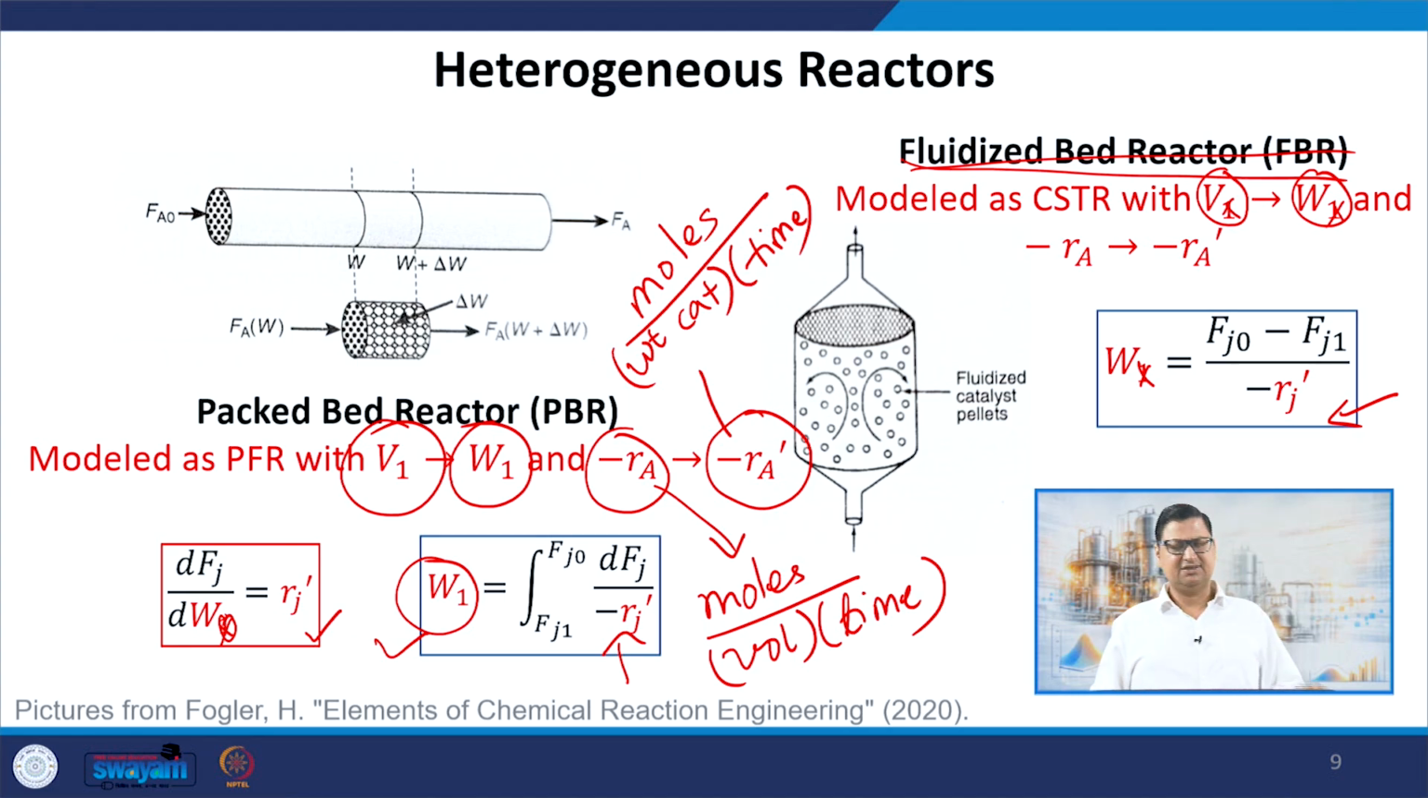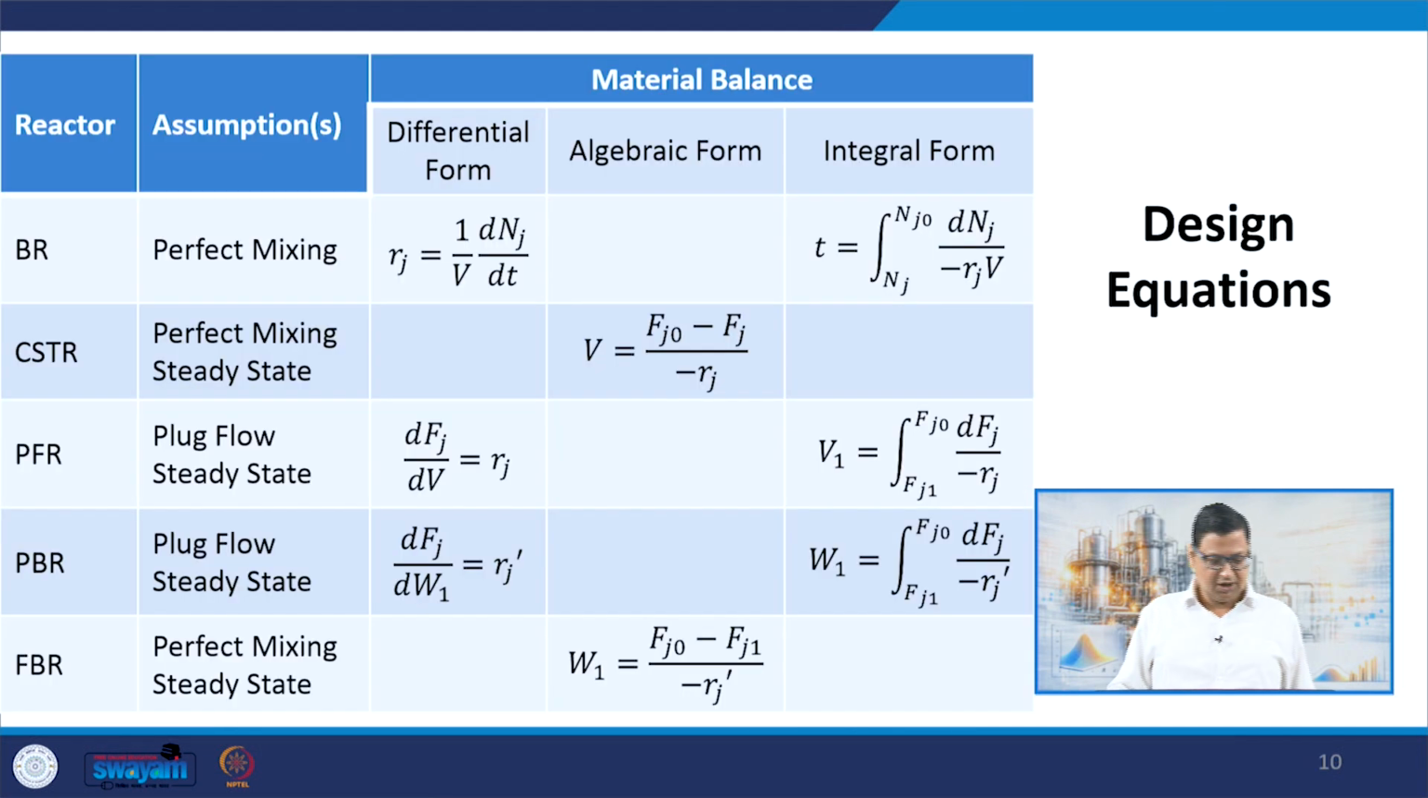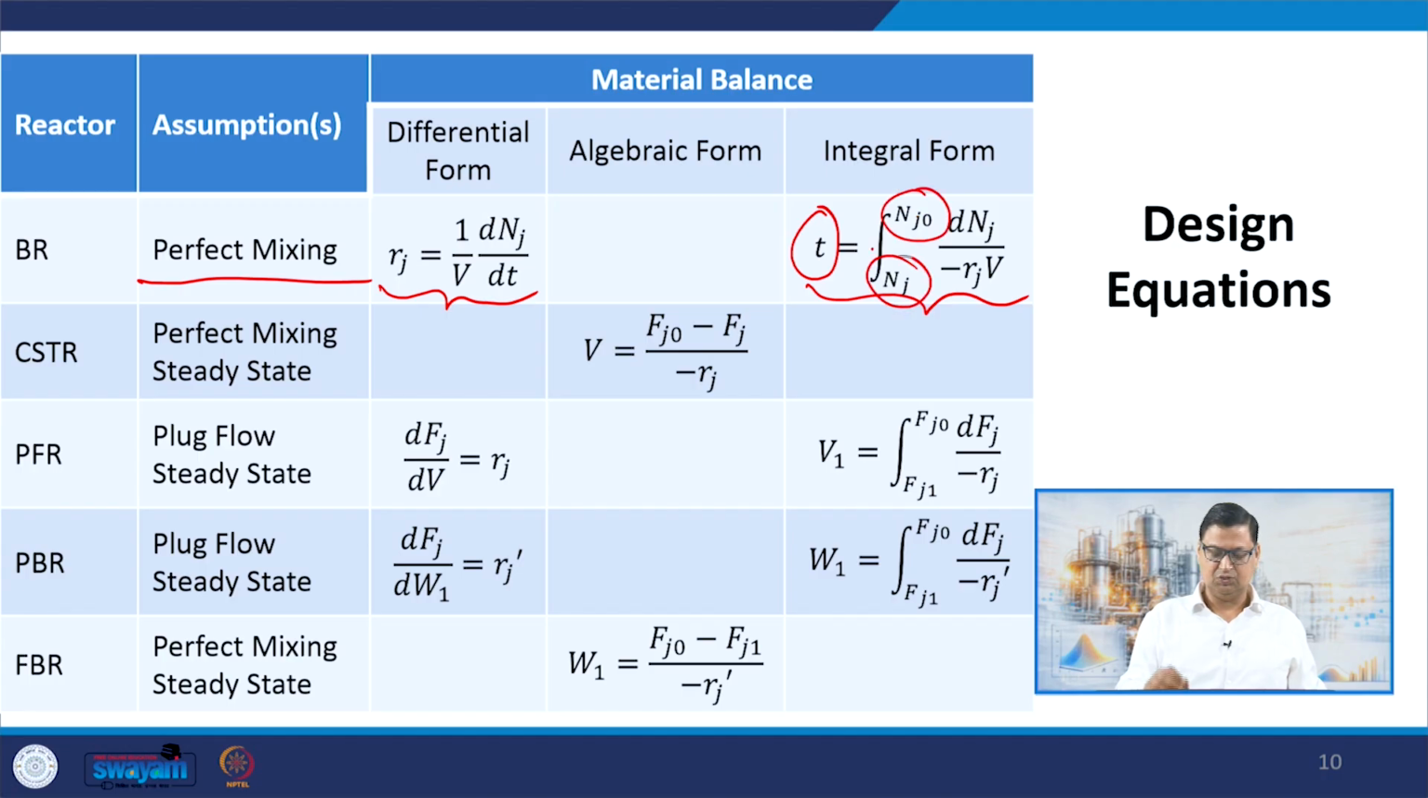So, what you have seen is that the general idea of material balance, in this case mole balance, can be used to develop the design equations for all kinds of homogeneous and heterogeneous reactors. So, going forward, this is the summary of what we have obtained. For the batch reactor, we assume perfect mixing generally, and in that case we can get a differential form of the design equation as the following, and the integral form as the following, which gives me the time required to go from N_j0 to N_j, the number of moles of species j.